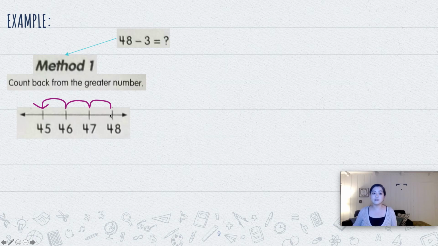So we're going to count back 1, 2, 3 from 48. So we get 47, 46, 45. So 48 take away 3 is 45.